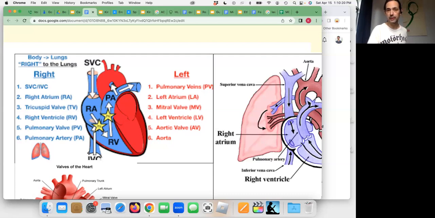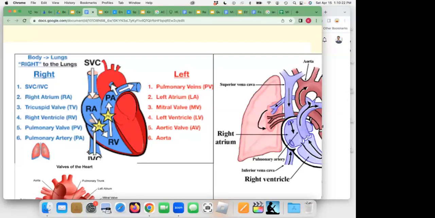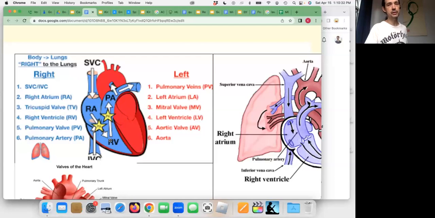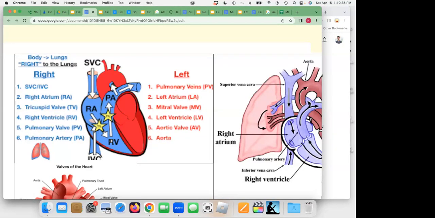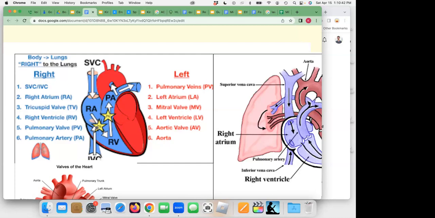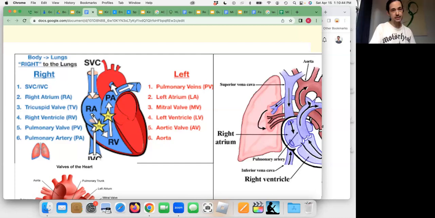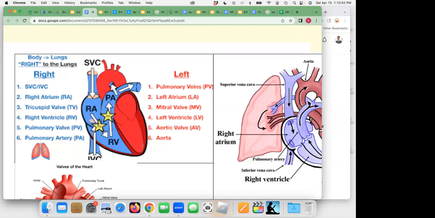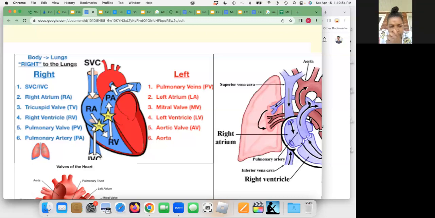From the superior and inferior vena cava into the right atrium. From the right atrium into the right ventricle, through the tricuspid valve. Right atrium, tricuspid valve, right ventricle.